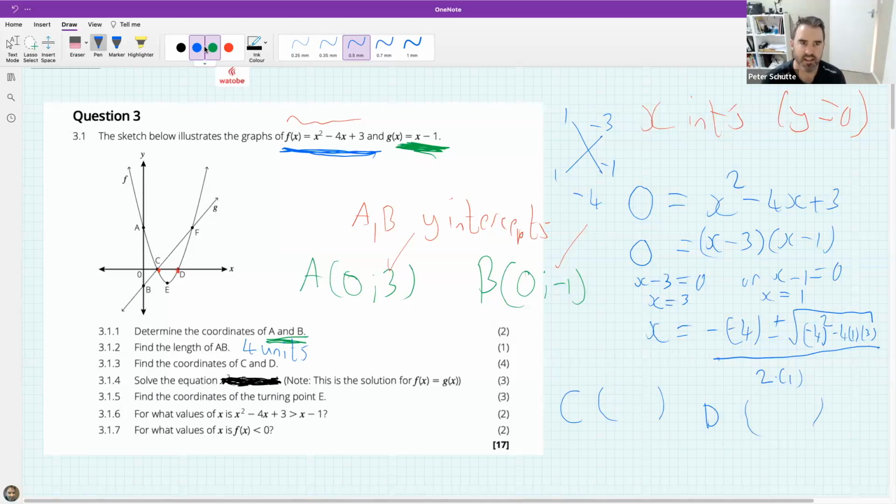So yeah, the x-intercepts seem to be x is 3 and x is 1, but now we need to decide which one goes with which letter. Now C looks more to the left to me. And so because it's more to the left, C is going to be (1, 0). And then D is going to be (3, 0). Give me a thumbs up if you understand why C must be 1 and why D must be 3. I just want to check you understand why I knew that.